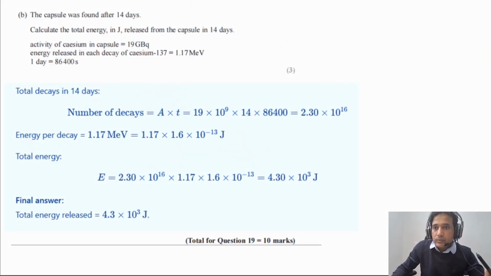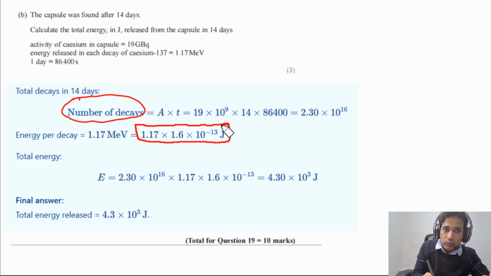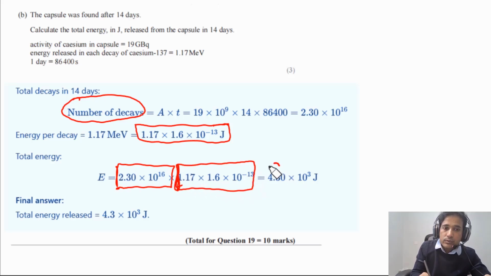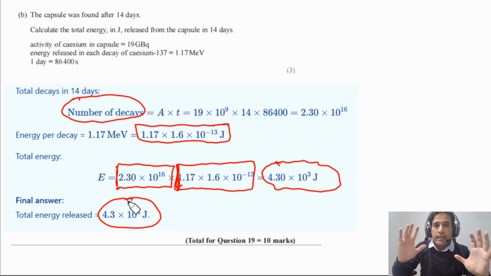In the answer, you can see, first of all, we have calculated number of decays, and this is the energy released in one decay. We have converted into joules. Now simply we multiply number of decays with energy released in one decay, and this energy is in joules. So our final answer is also in joules. So this is how you need to answer.